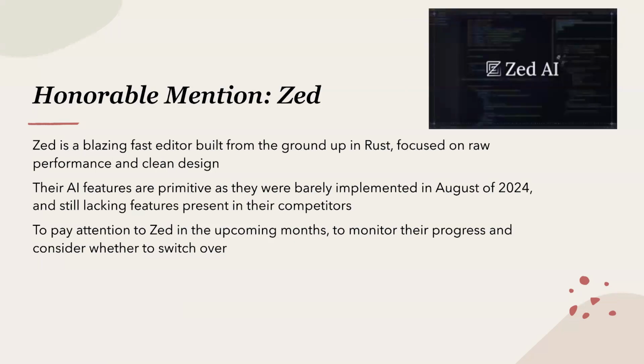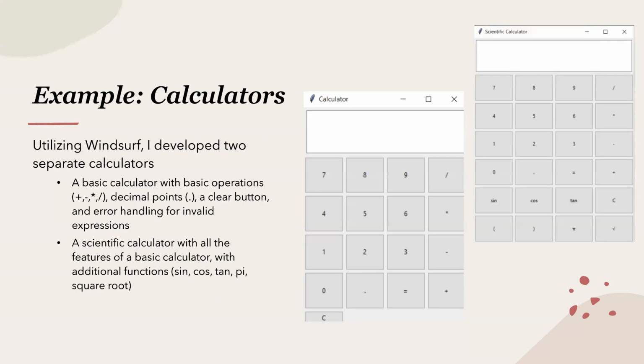An honorable mention has to go out to Zed AI. Zed is a blazing fast editor built from the ground up in Rust, focusing on raw performance and clean design. Their AI features are primitive, as they were barely implemented in August of 2024 and are still lacking features present in their competitors. However, it's important to pay attention to Zed in the upcoming months to monitor their progress and consider whether to switch over. Now, here's an example of utilizing an AI coding assistant.